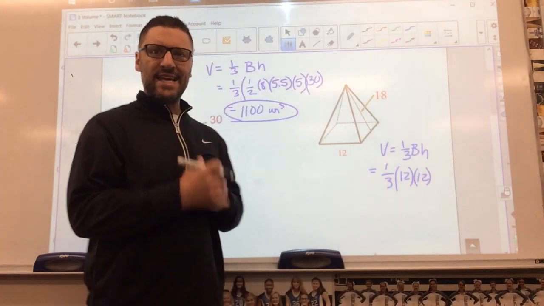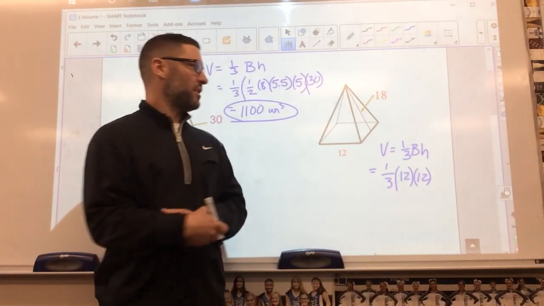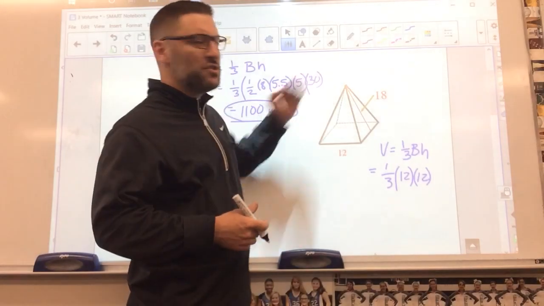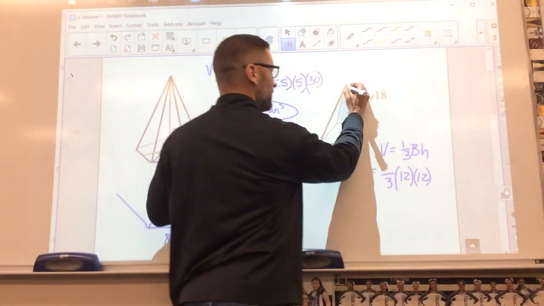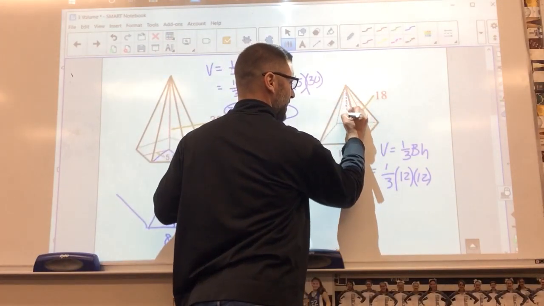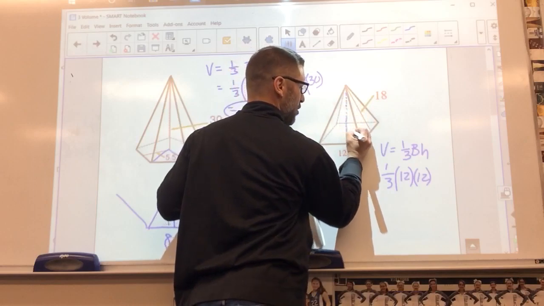And the height is not 18. And here's where it's going to get a little bit tricky for you. There are times when you have a picture like this where you're going to have to drop in the height yourself. So I'm going to kind of dot that height in right there. I'm going to go down the middle and I'm going to go over.